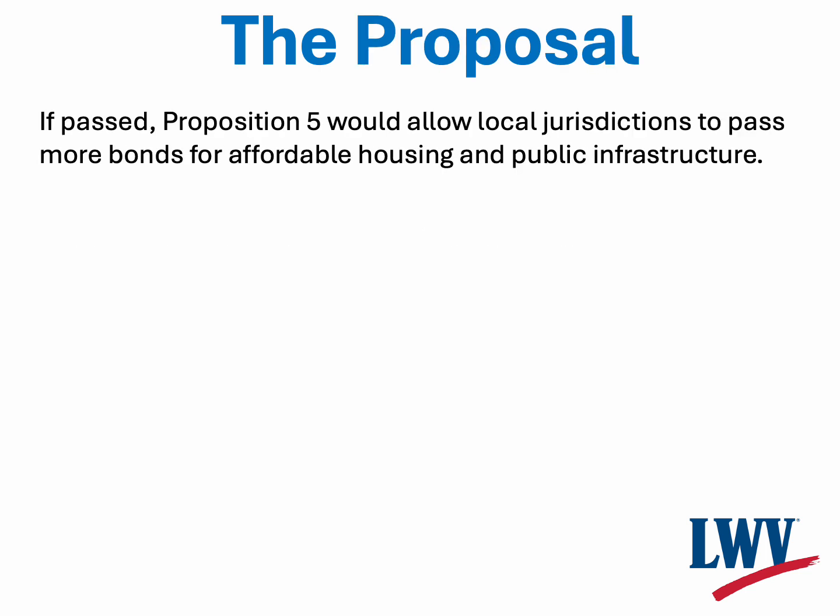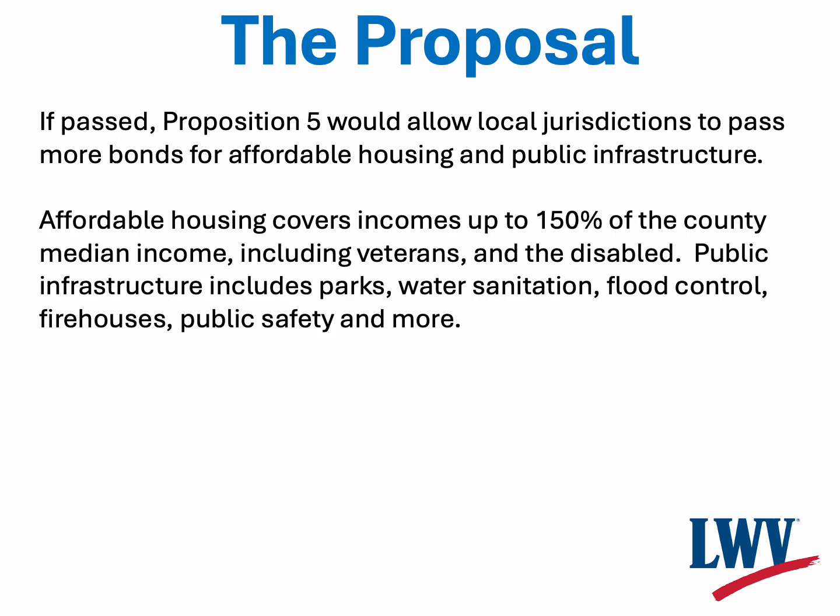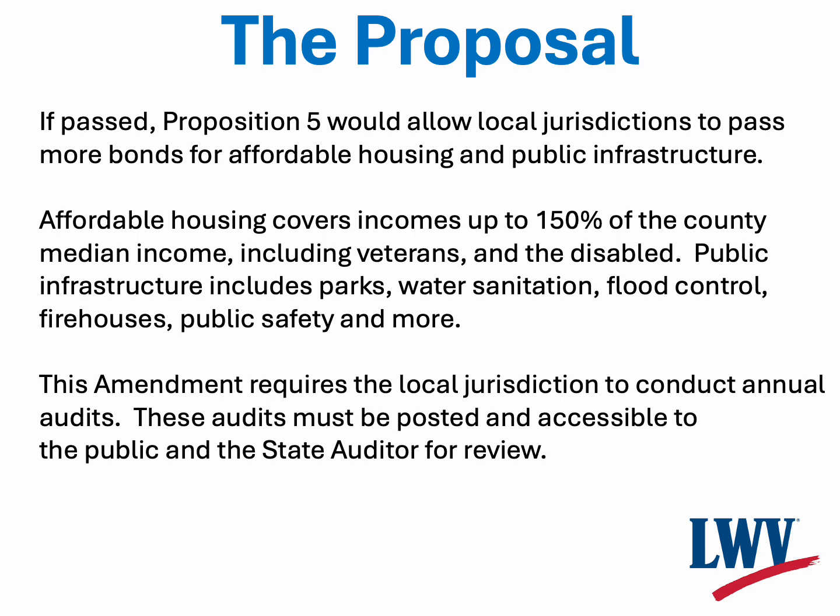Our legislature has proposed the following to fix this problem. If passed, Prop 5 is going to allow local jurisdictions to pass more bonds for affordable housing and public infrastructure and more. Affordable housing includes a bunch of different incomes, up to 150% of the county median income, and also includes lots of groups like veterans and the disabled. And public infrastructure includes lots and lots of our public services like parks, water sanitation, flood control, firehouses, public safety, and much more. This amendment requires the local jurisdiction, that's like your local city or county area, to conduct annual audits. These audits must be posted publicly and accessible to the public and the state auditor for review.